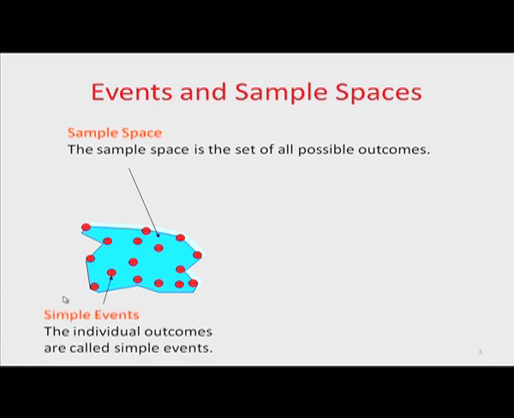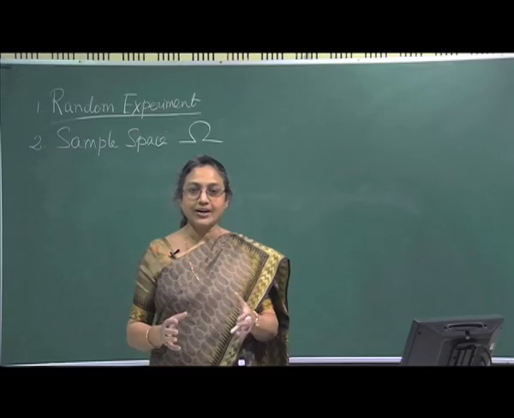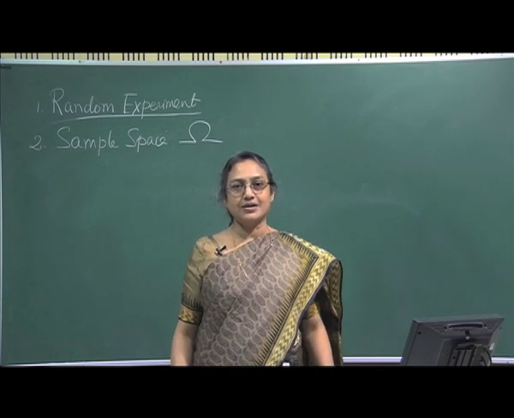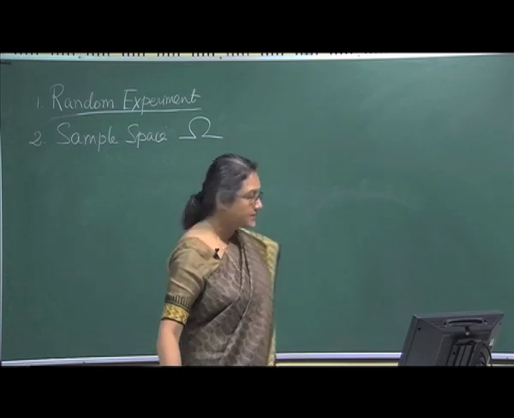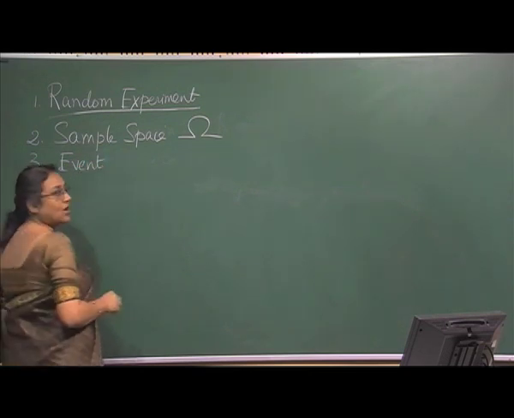If you look at a single dot, that is a single event or a simple event, which are the individual outcomes, and an event can be a collection of one or more simple events. If you look at this inner shape, these 6 possible outcomes define an event. This event is a collection of simple events. So, events may be simple or may consist of a number of simple events, and we can say an event is a subset of the sample space.